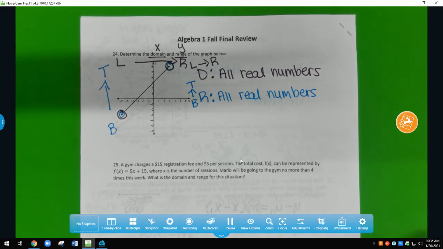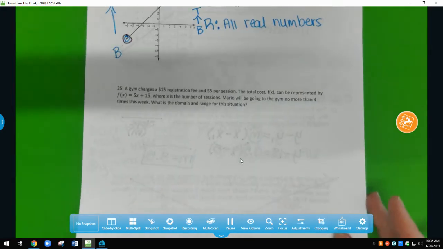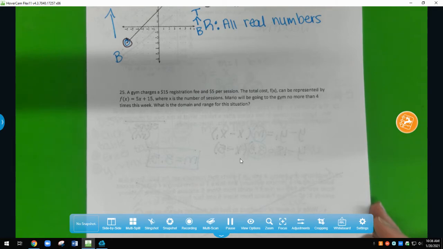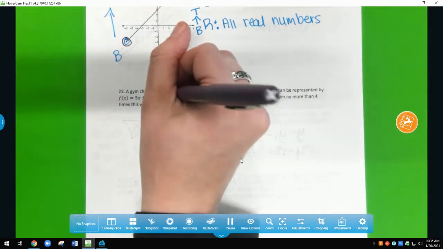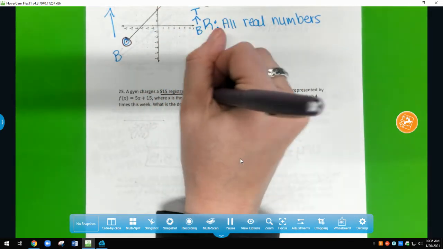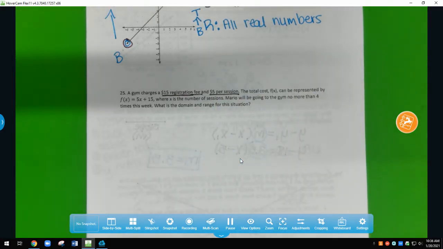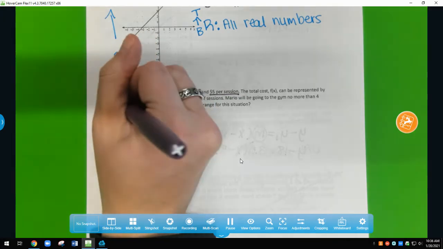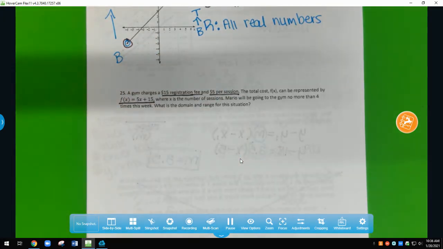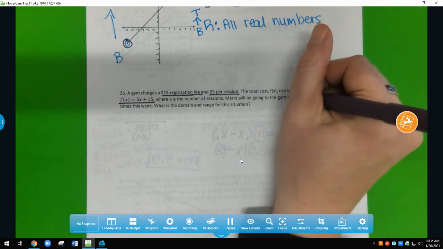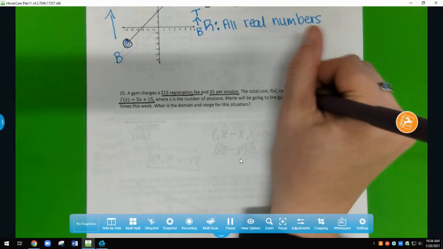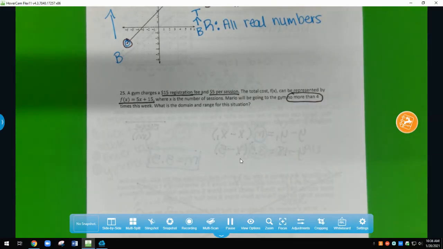All right, last one. A gym charges a $15 registration fee and $5 per session. The total cost, f of x, can be represented by this equation. So f of x equals 5x plus 15, where x is the number of sessions. Mario will be going to the gym no more than, that's going to be important, 4 times this week. What is the domain and the range?